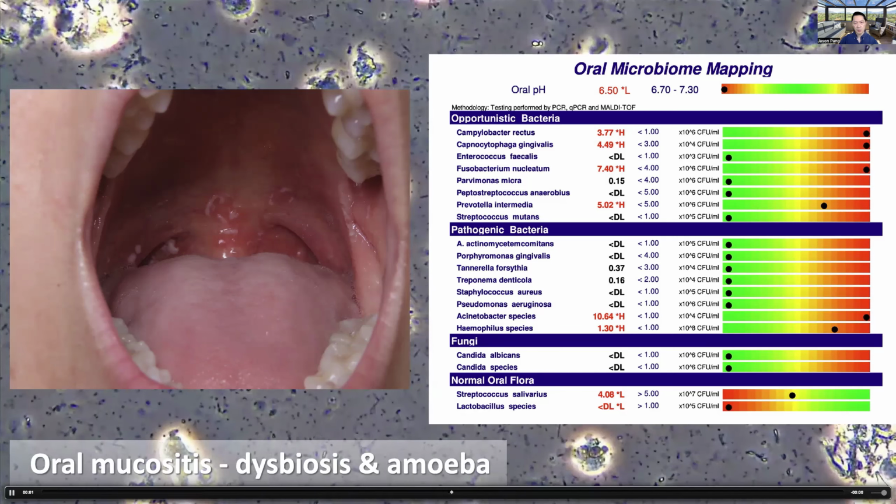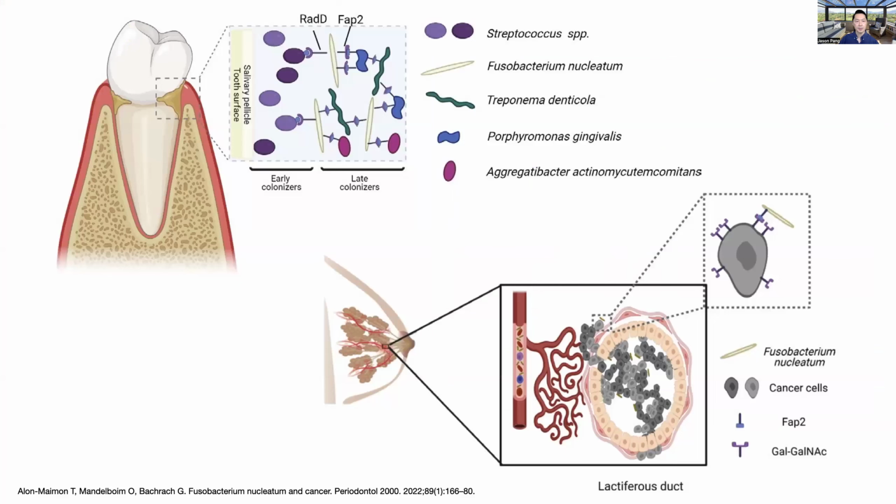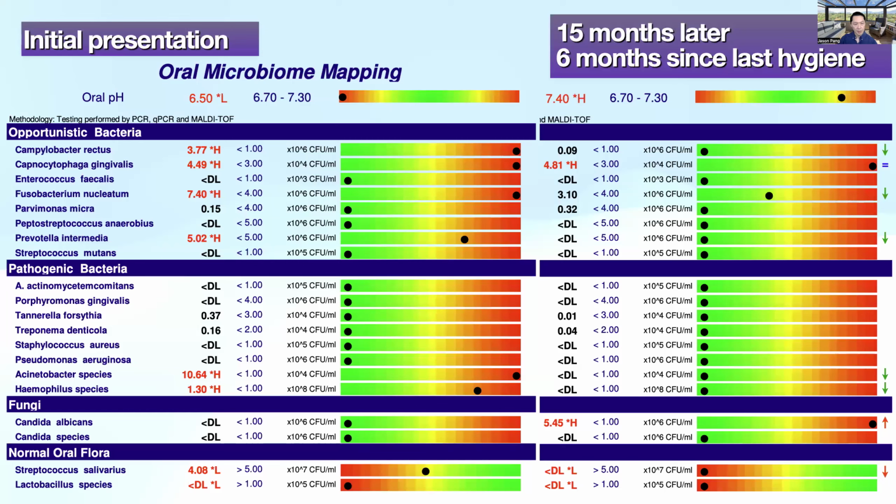Unfortunately, because this patient had metastatic breast cancer, the oncologist wanted me to test particularly for Fusobacterium nucleatum because it acts as a bridge to some of the nastier bacteria. And when Fusobacterium nucleatum is present on the cancer cells, it also makes them more aggressive and less responsive to cancer treatment.